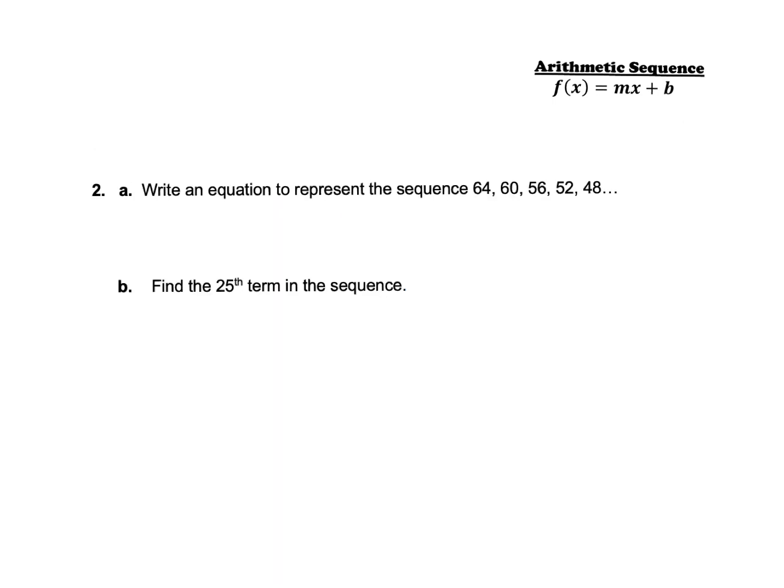All right, question number 2. Let's write an equation to represent the sequence. All right, so let's go ahead and make this into a little xy table. We've got our first term, our second term, our third, our fourth, and our fifth term. And so let's go ahead and find our pattern. From 64 to 60, we went down 4, and we're going up 1, down 4, up 1. So we know that our common difference, or the slope, is equal to negative 4.